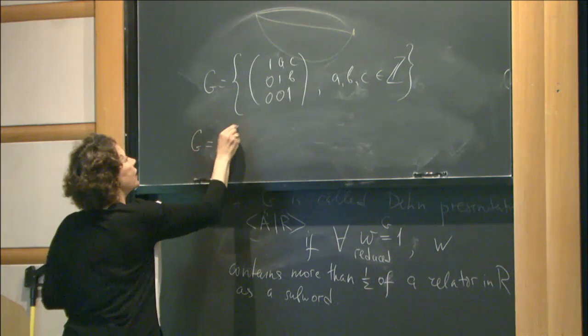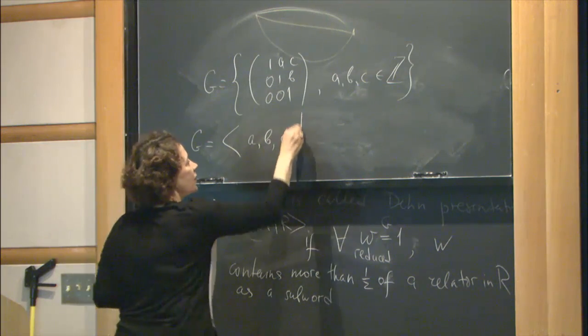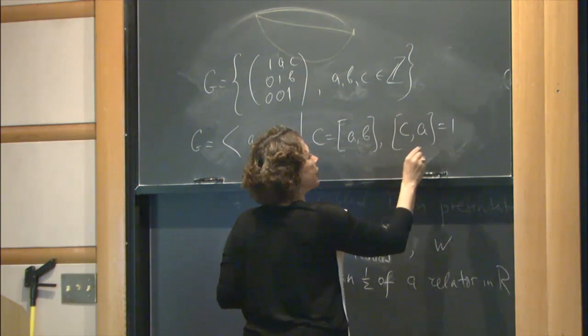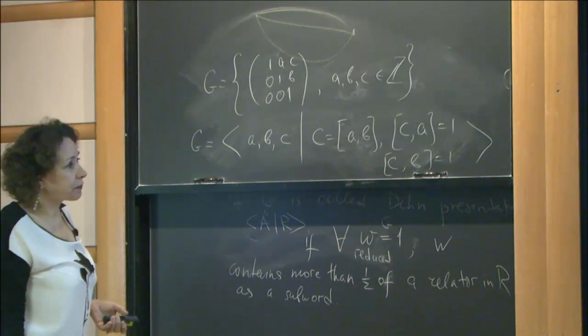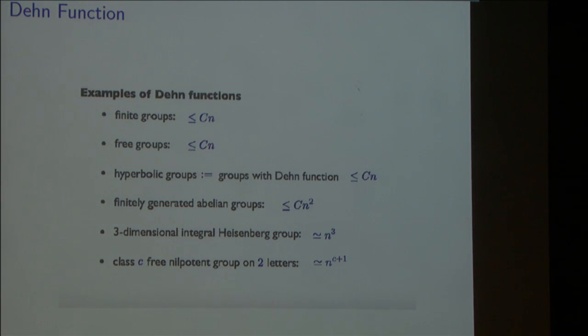Now it has a presentation. It is generated by A and B, but I write C, so C is a commutator of A and B, and then C commutes with A and C commutes with B. So it is a 2-step nilpotent group. If you have the free nilpotent group of class c on 2 letters, then the Dehn function is equivalent to n to the power c plus 1. This is hard as an exercise. Again, there are papers, Gersten's paper first, then the proof was simplified, but it is not an exercise.